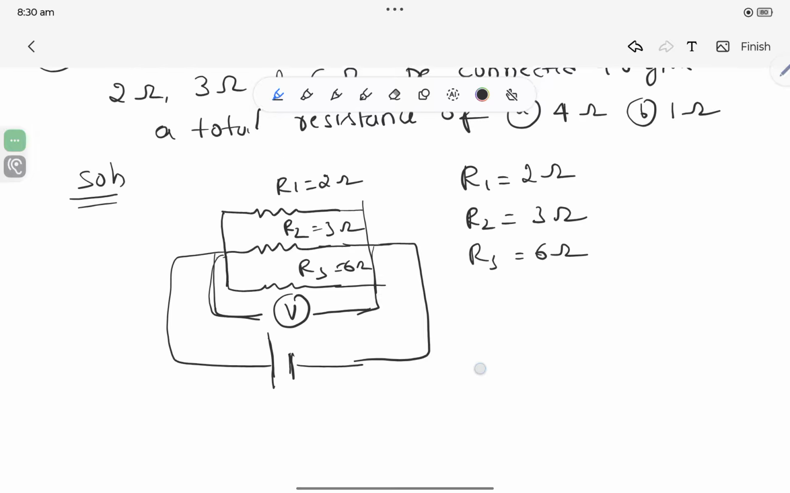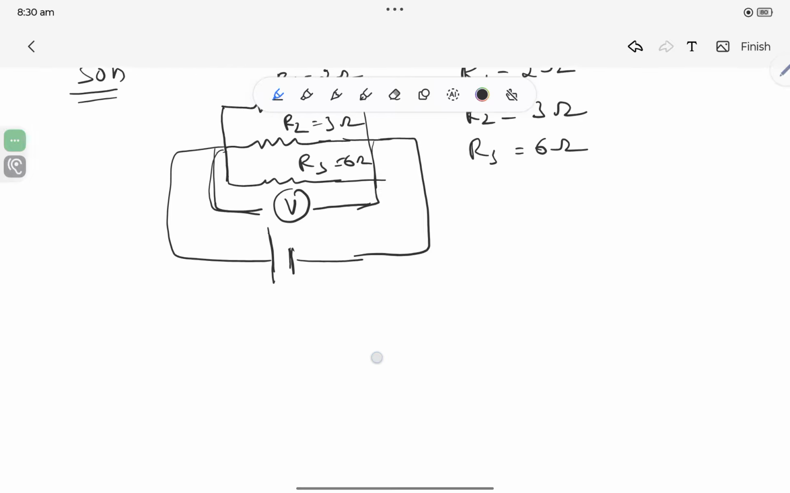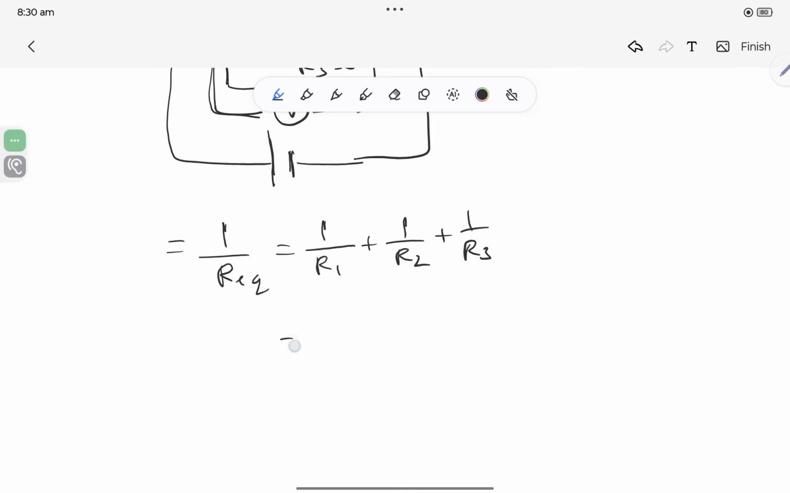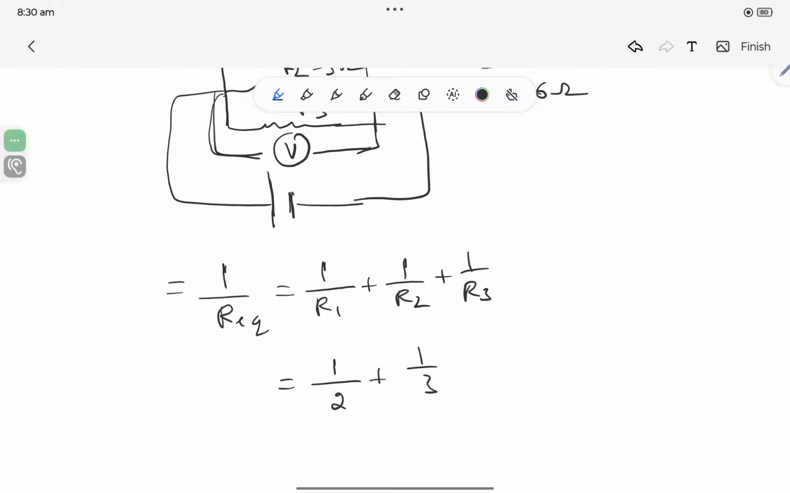So how to find equivalent resistance in parallel? It was just now discussed. 1 by R equivalent is equal to 1 by R1 plus 1 by R2 plus 1 by R3, that is 1 by 2 plus 1 by 3 plus 1 by 6.